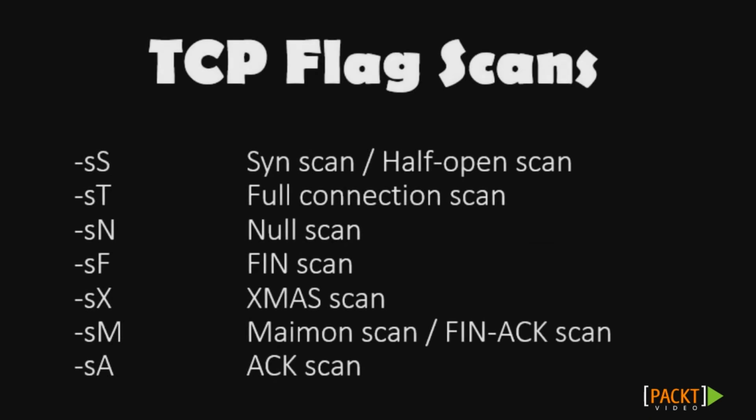By default, Nmap uses SYN scans or half-open scans, but depending on the security settings of your target systems, you may have more success with other TCP flag scans, to include full connection scans, null scans, FIN scans, Christmas tree scans, FIN/ACK scans, or ACK scans. So those are just a few ways that you can use Nmap for port scanning and service enumeration.